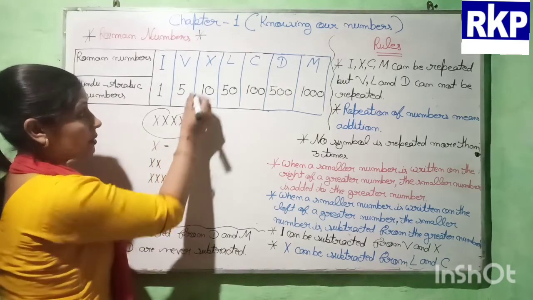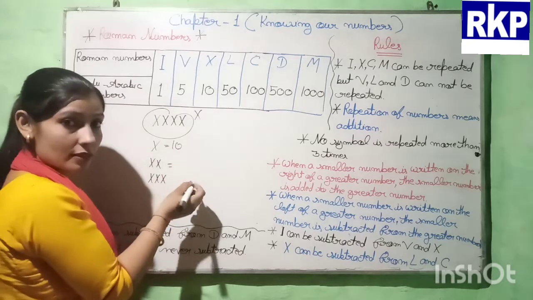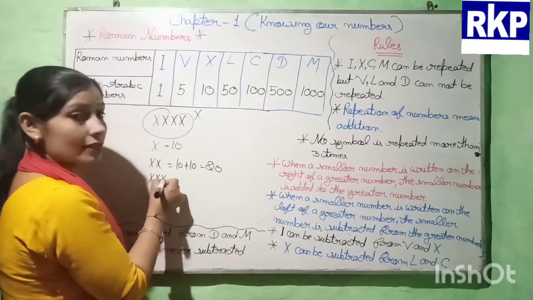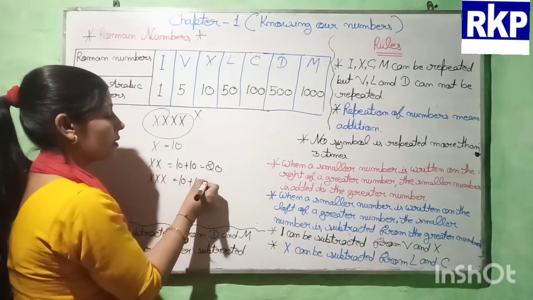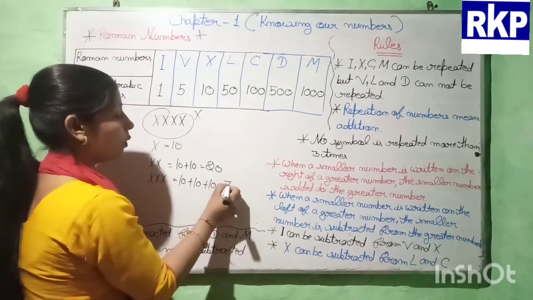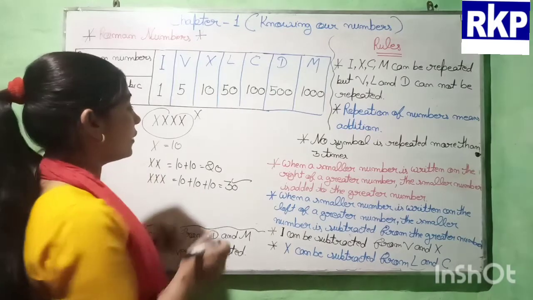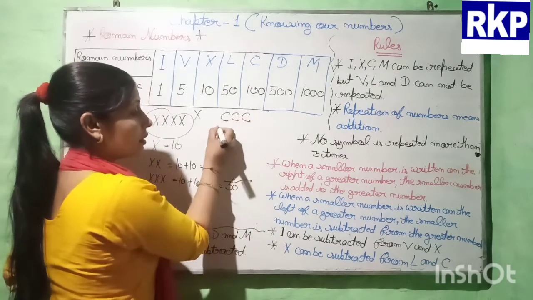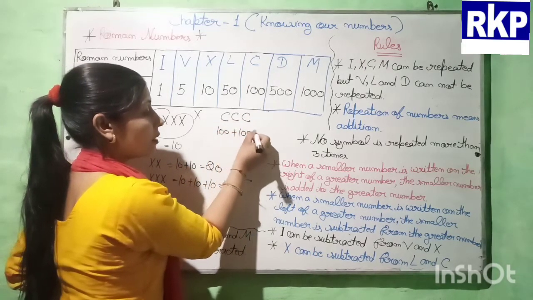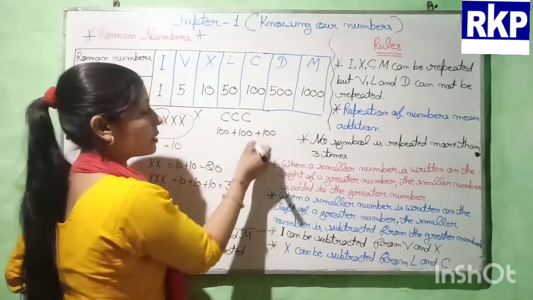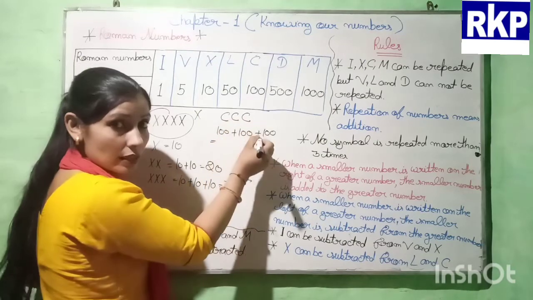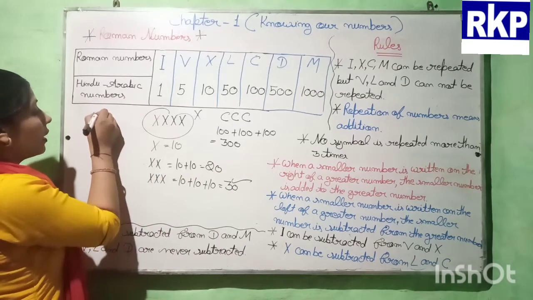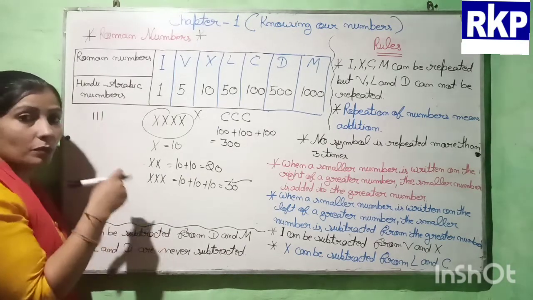X means 10, so XX means 10 plus 10, 20. And XXX means 10 plus 10 plus 10, so it means 30. And if we write CCC, it means C, 100, plus C, 100, plus C, 100. So CCC means 300. If we write III, it means 1 plus 1 plus 1, 3.